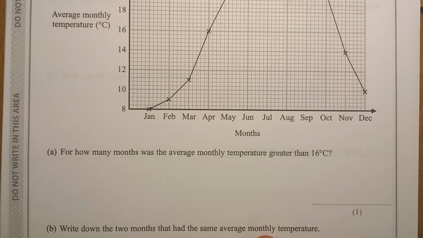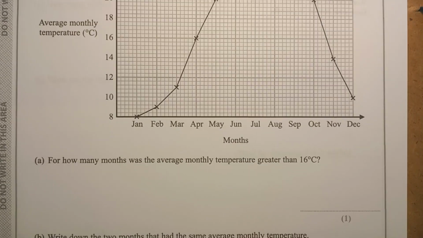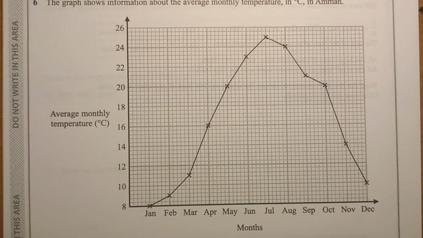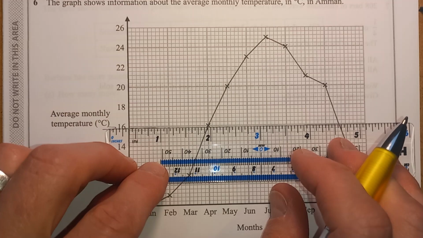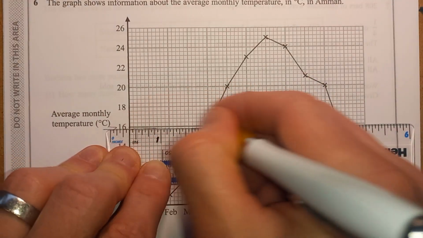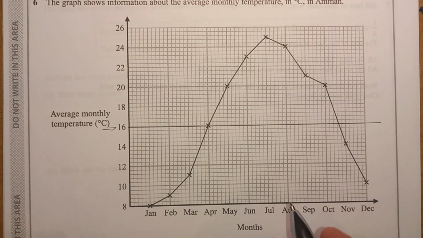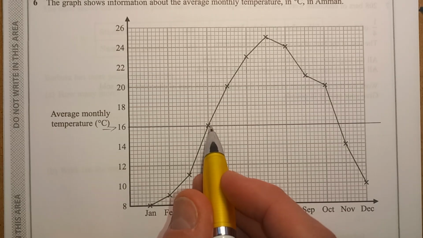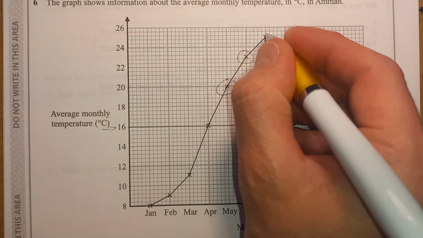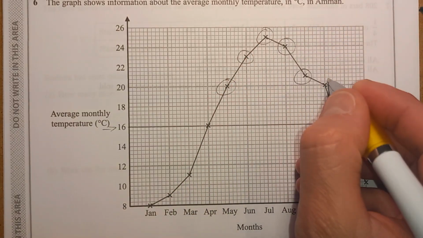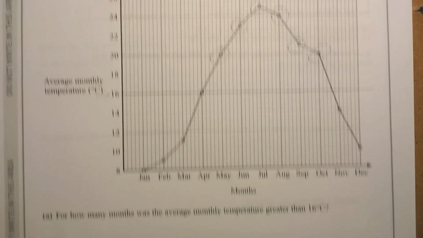Part A. For how many months was the average monthly temperature greater than 16 degrees? Okay, so let's have a look at that. 16 degrees, that's here. So let's draw a line across. How many months are greater than 16? Well, this one doesn't count because it's equal to 16. Greater than, it has to be more than. So we've got 1, 2, 3, 4, 5, 6. So 6 months.